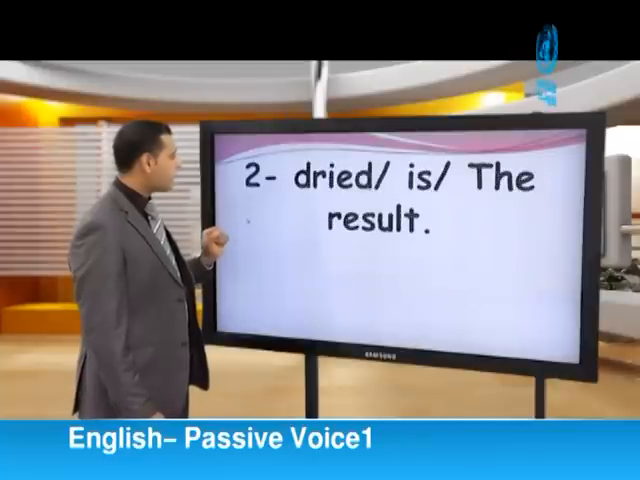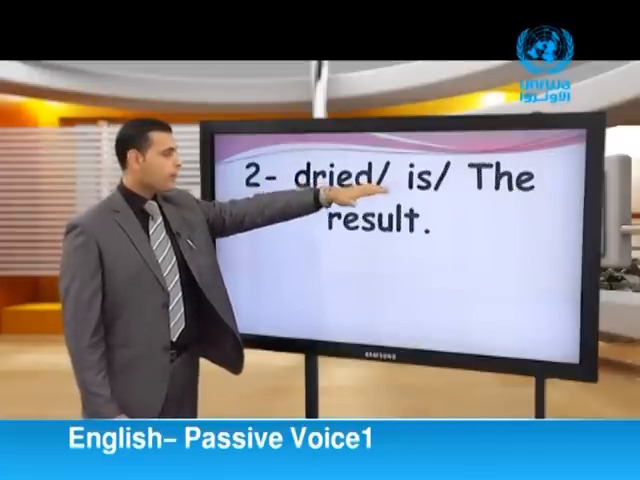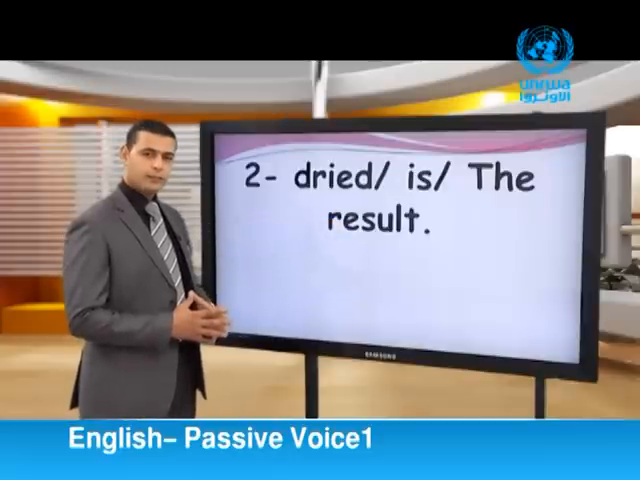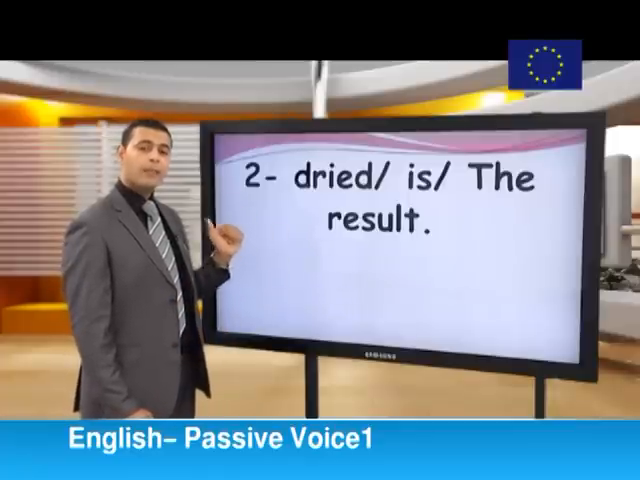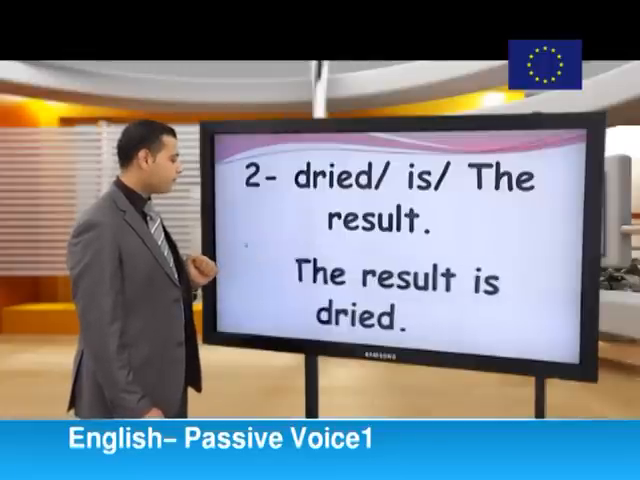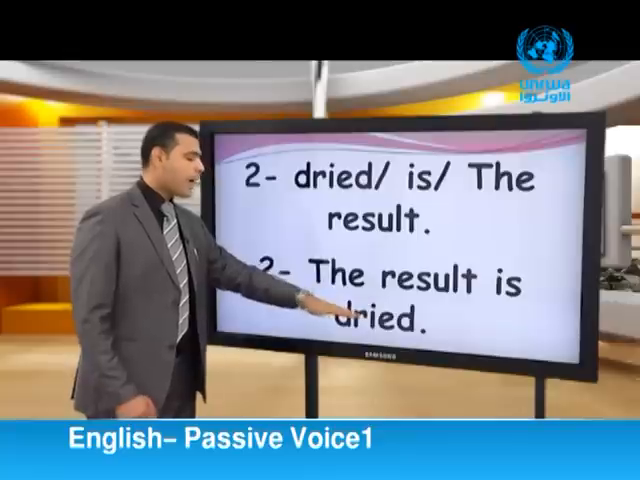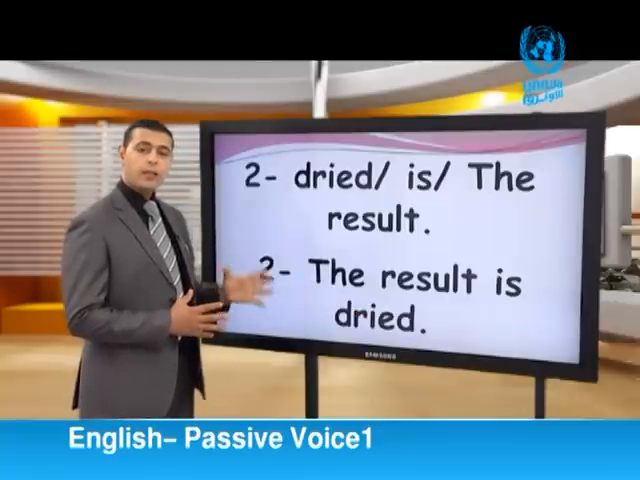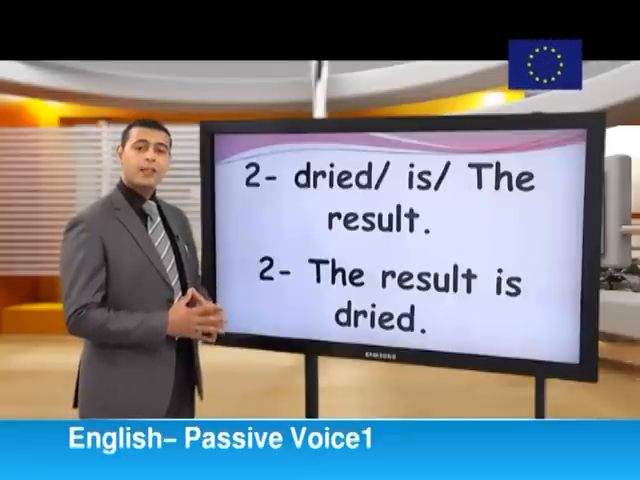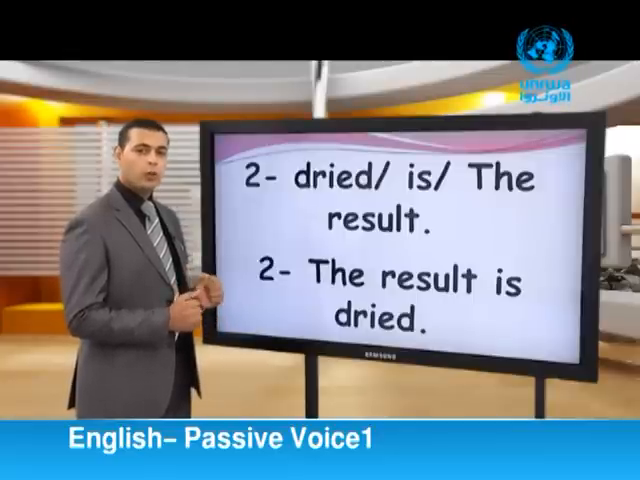Let's move to the second sentence. Dried, is, the, and result. Let's make a passive voice sentence from these words. لنكون جملة في المبني للمجهول من هذه الكلمات. The result is dried. These two sentences lead us through the passive voice lesson. هاتان الجملتان تقودانا اتجاه درس المبني للمجهول.